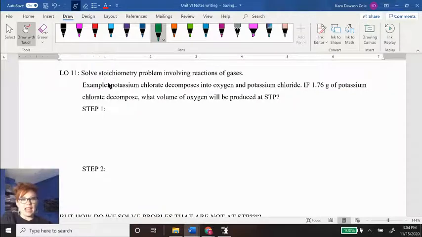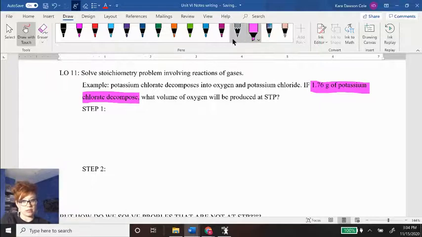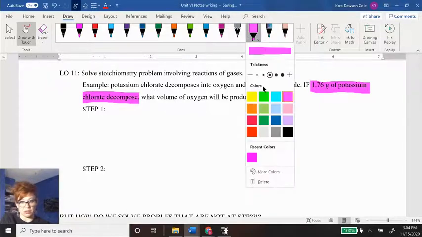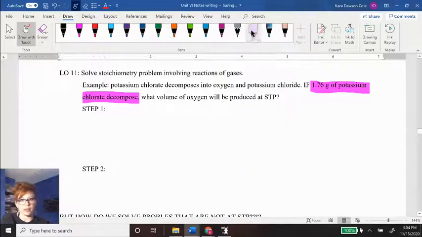Example: potassium chlorate decomposes into oxygen and potassium chloride. It says if 1.76 grams of potassium chlorate decomposes, that should say decomposes, I have terrible grammar here. Don't tell the English teachers. It says, what volume of oxygen will be produced at standard temperature and pressure? We get to use the 22.4 liters.